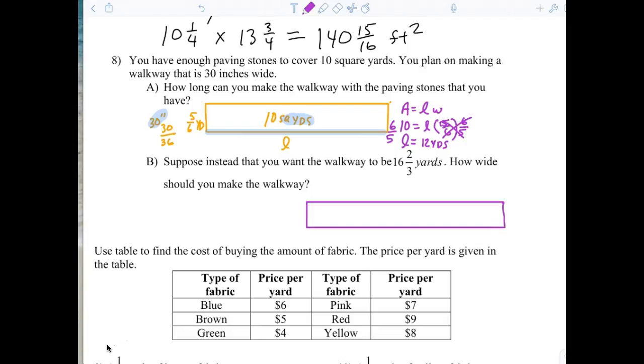But this time, I want this to be 16 2/3 yards long. The question is, how wide am I going to make it? Now keep in mind, it's the same area, do you agree? So what area do we have? 10 square yards. Is everybody with me on this? So it's kind of the same principle, right?